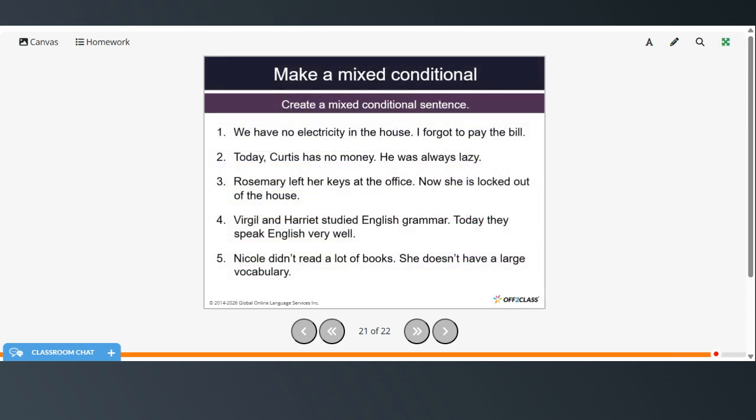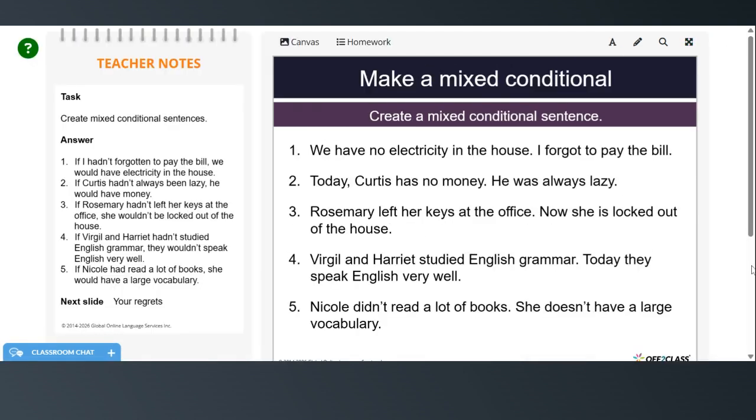Now see if you can make a mixed conditional from these sentences. You can pause the video, try these on your own, and then restart when you're ready to check your answers. So number 1, if I hadn't forgotten to pay the bill, we would have electricity in the house. If Curtis hadn't always been lazy, he would have money.